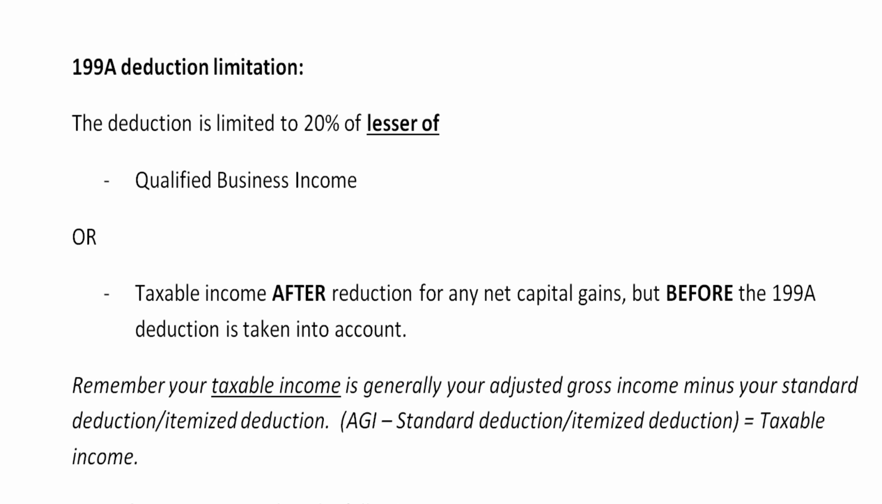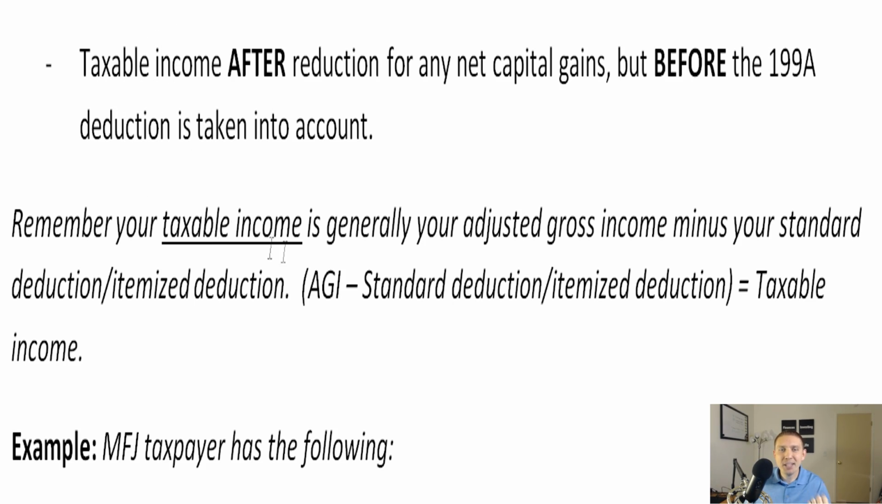The 199A deduction is limited to 20% of the lesser of qualified business income or taxable income after reductions for any net capital gains, short-term or long-term, but before the 199A deduction is taken into consideration. So I know it's confusing, but just take your time to study that and wrap your head around it. We're going to look at one quick example here right now so you guys can understand what we're talking about. In terms of taxable income, remember your taxable income is generally your adjusted gross income minus your standard deduction or itemized deduction if you itemize. So your AGI minus standard deduction or your itemized deduction equals your taxable income.